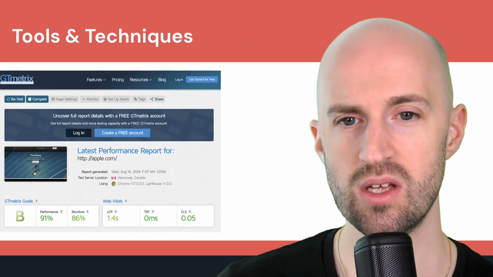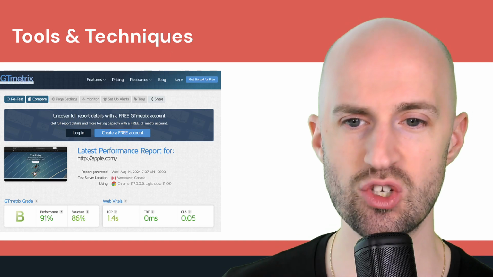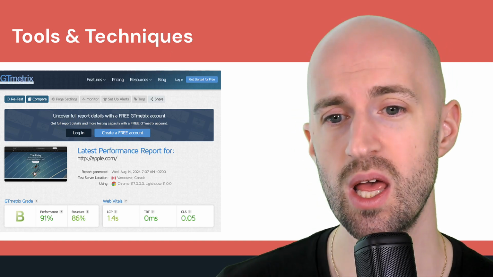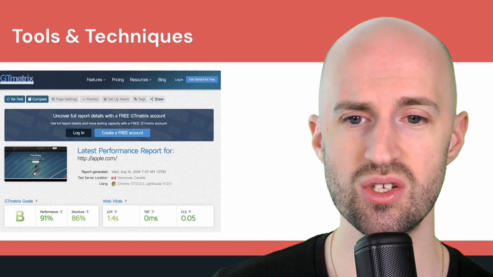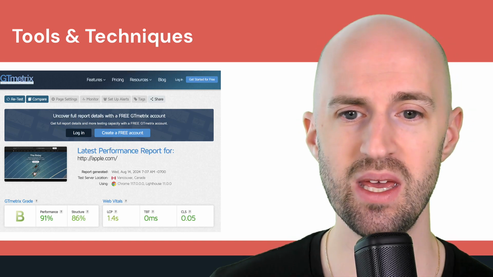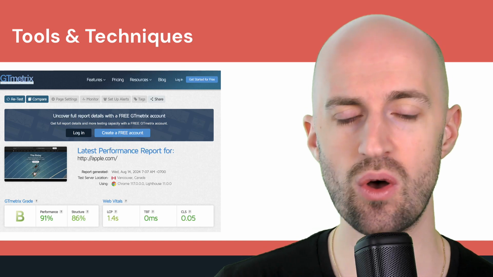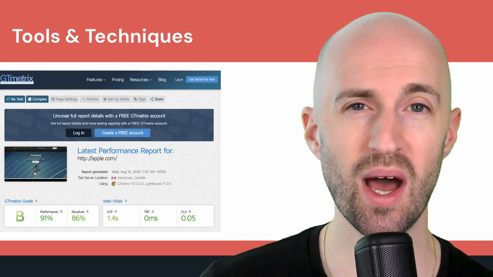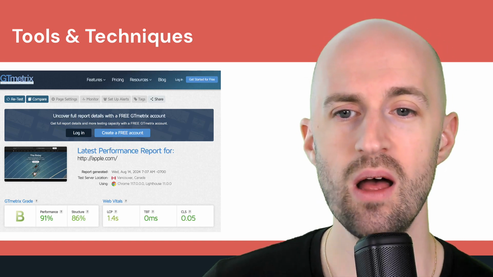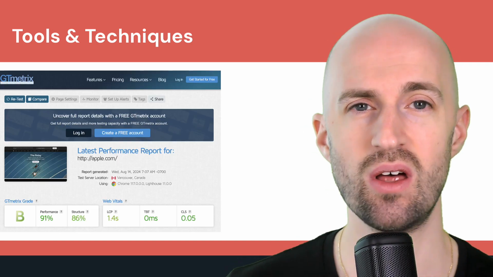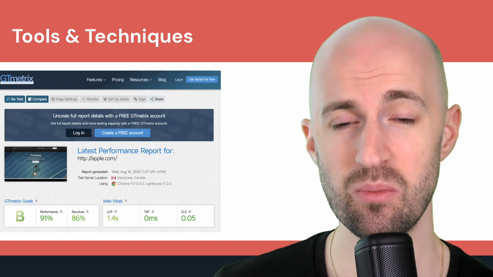And here's a quick screenshot of GTmetrix and how it looks. It gives you a GTmetrix grade score, tells you the performance percentage, the structure, LCP, time to first byte, cumulative layout shift, all of these things from Core Web Vitals it brings in as well. So a lot of great tools on here, and it gives you some details on exactly how to improve that as well.